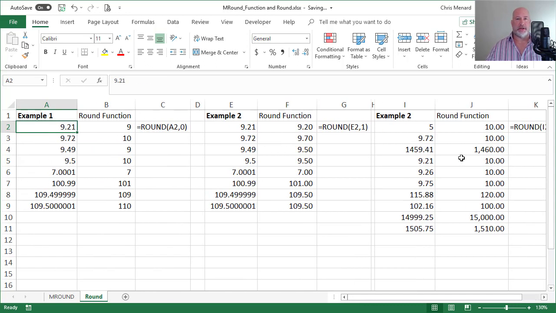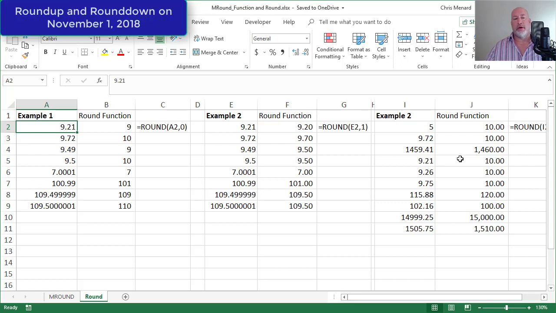I use that function all the time. This week, which is the week of October, today's the 28th, Sunday, 2018. Next week, I'm going to cover round up and round down. But there is a function I use occasionally.